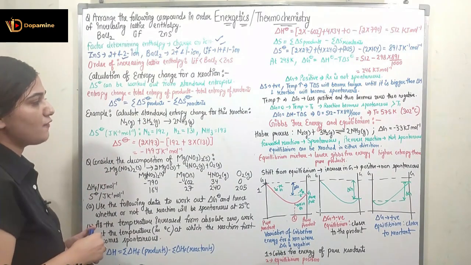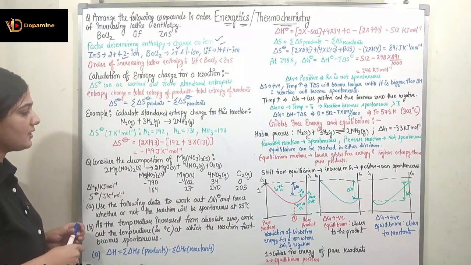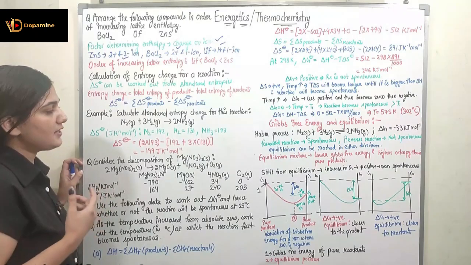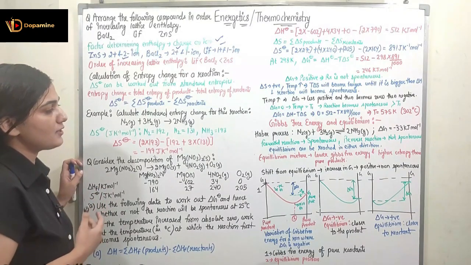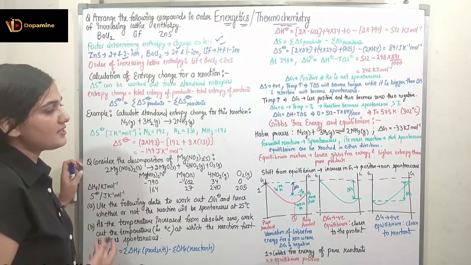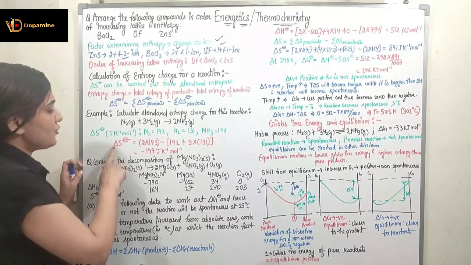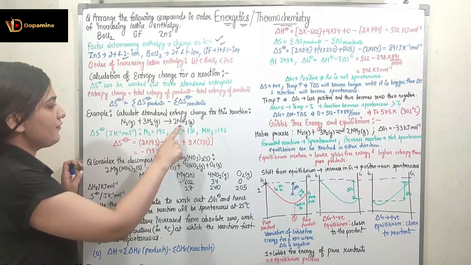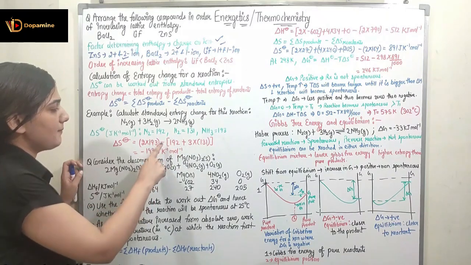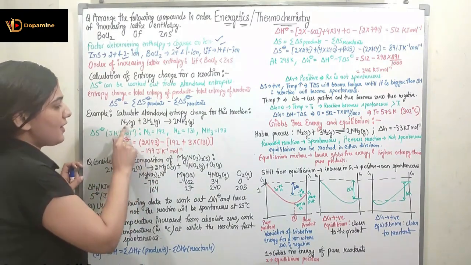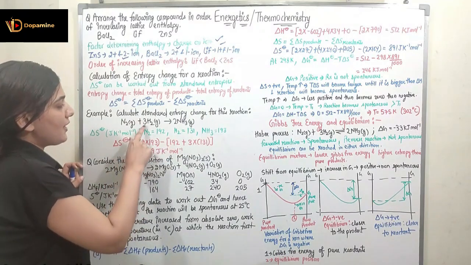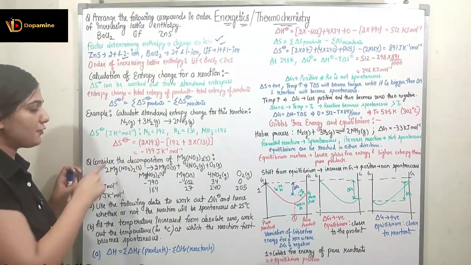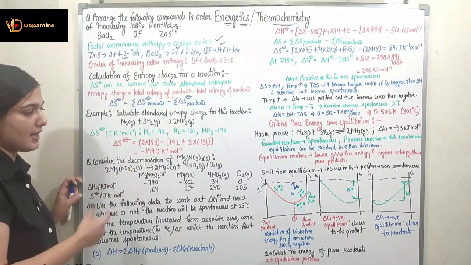Calculate the standard entropy change for this reaction: N2 plus 3H2 gives 2NH3. The entropy values are given in joule per Kelvin per mole. For N2 it is 192, for H2 it is 131, and for NH3 it is 193 joule per Kelvin per mole. So delta S will be twice the entropy of NH3, which is 2 into 193, minus the entropy of the reactants. For N2 it is 192 and for H2 it is 131, taken 3 times, so 3 into 131. So the total entropy change would be 199 joule per Kelvin per mole.